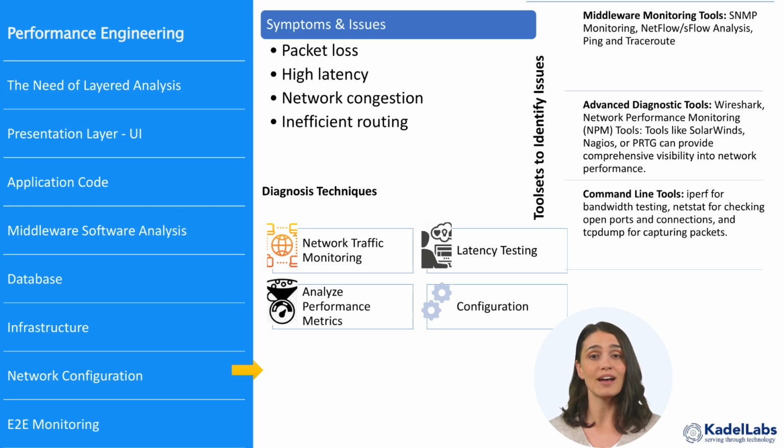Advanced diagnostic tools provide deeper insights. Wireshark, for example, allows us to capture and analyze network traffic at a granular level, helping to identify anomalies. Network performance monitoring tools like SolarWinds, Nagios, or PRTG give us comprehensive visibility into network performance. We also use command line tools such as iPerf for bandwidth testing, Netstat for checking open ports and connections, and tcpdump for capturing packets. By combining these diagnostic approaches with real-time monitoring and historical analysis, we can systematically identify and resolve the root causes of network performance issues, ensuring a more reliable and efficient infrastructure.